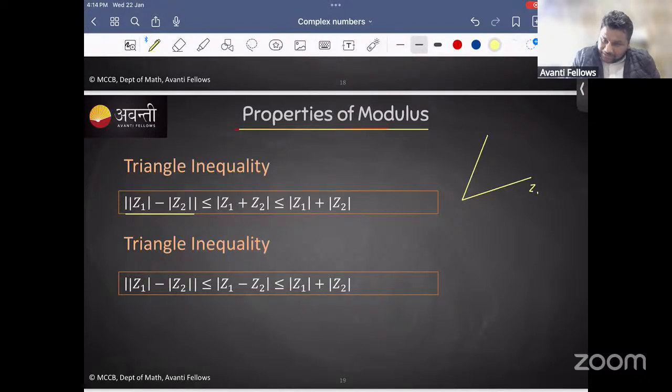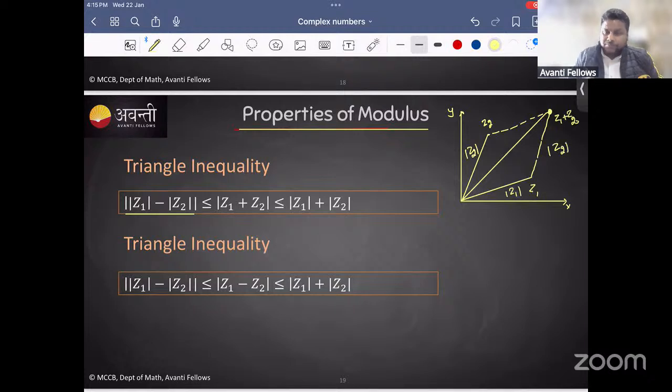this is a complex number Z1. Say this is the y-axis and this is the x-axis. Understood? This is x-axis, this is y-axis. So if this is Z1, this is Z2. Now if I complete this triangle, this point will be what? This point will be Z1 plus Z2. Now if you see, this is mod Z1, this is mod Z2, so this is also mod Z2. And this is going to be what? Magnitude of Z1 plus Z2.